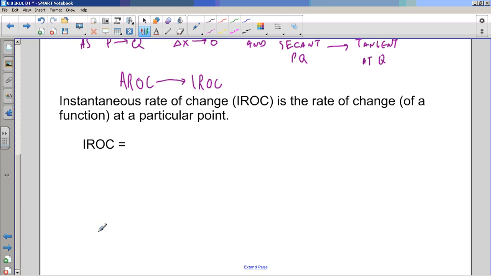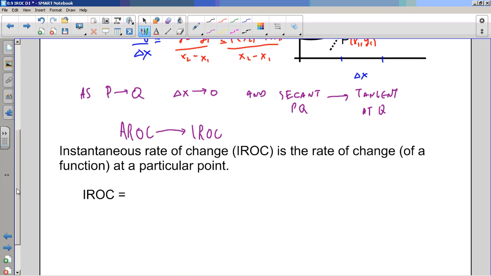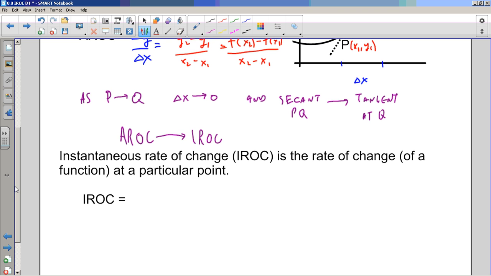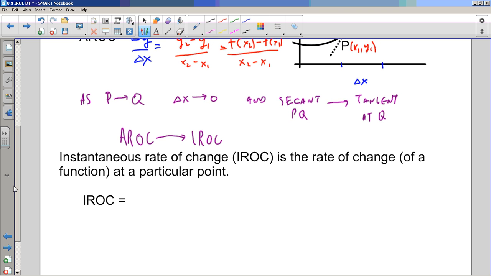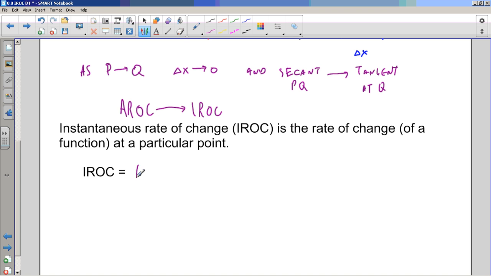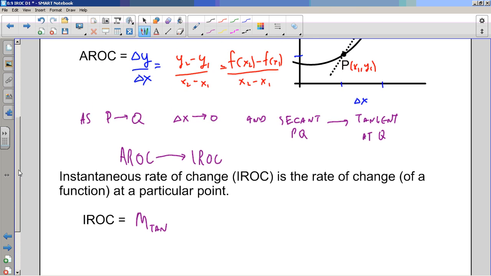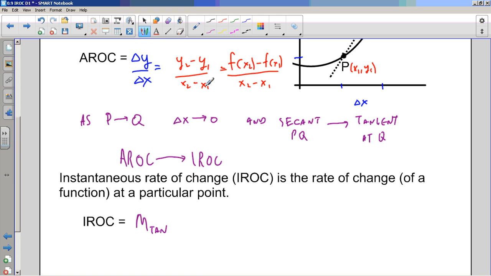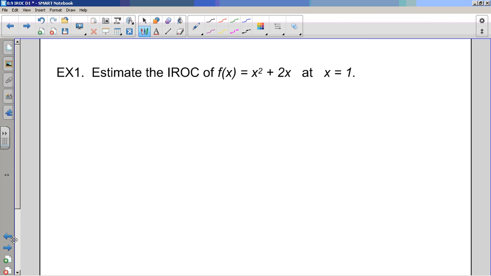The instantaneous rate of change, IROC, is the rate of change of a function at a particular point. And like we mentioned before, it's the slope of a tangent. And we can't just put in x2 and x1 as the same point because we're dividing by 0. And we can't divide by 0, but geez, we're going to get pretty close. And here's how the calculation actually goes.